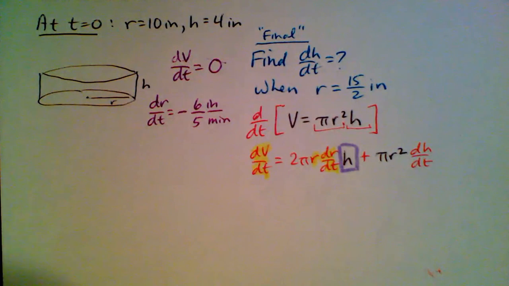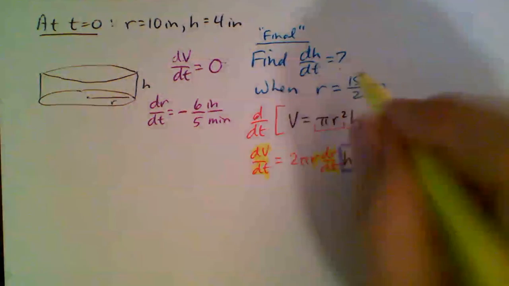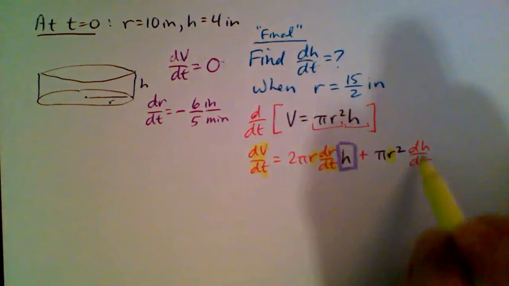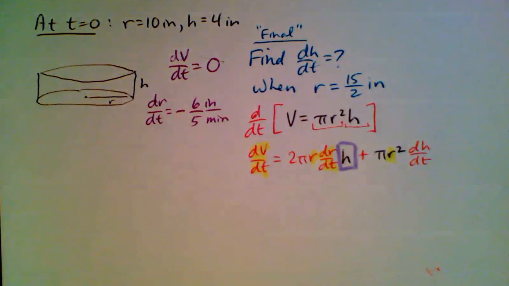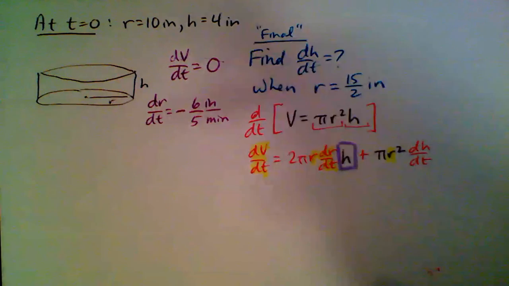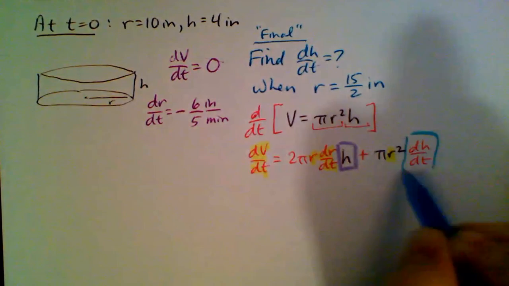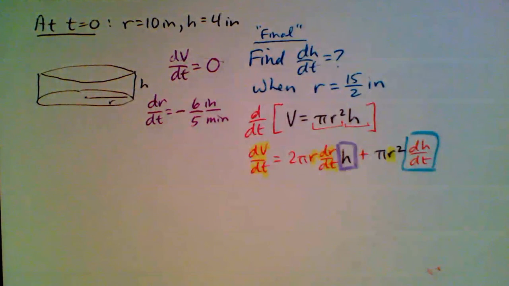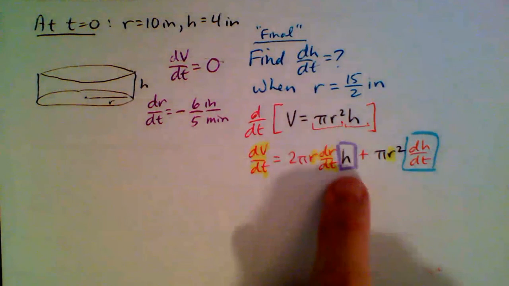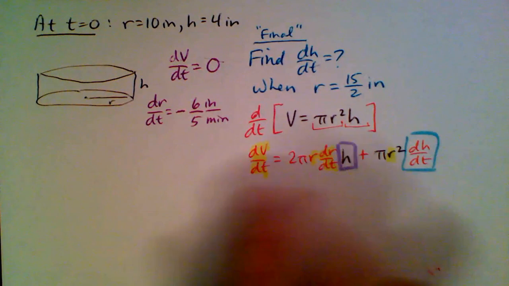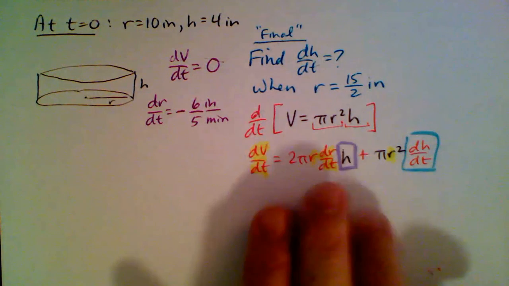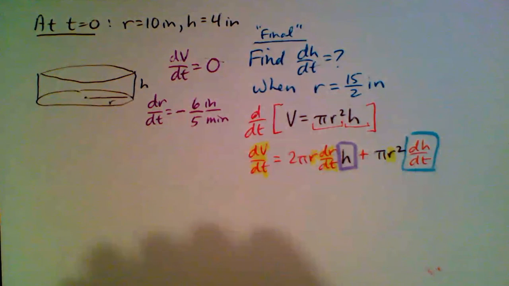R we've got. dH over dt is what we're looking for, so eventually we'll find that. So it looks like in order to make some progress, we need to find h, and then we'll be able to have enough algebra to get dH over dt. So in part 2 of this video, we'll find h.